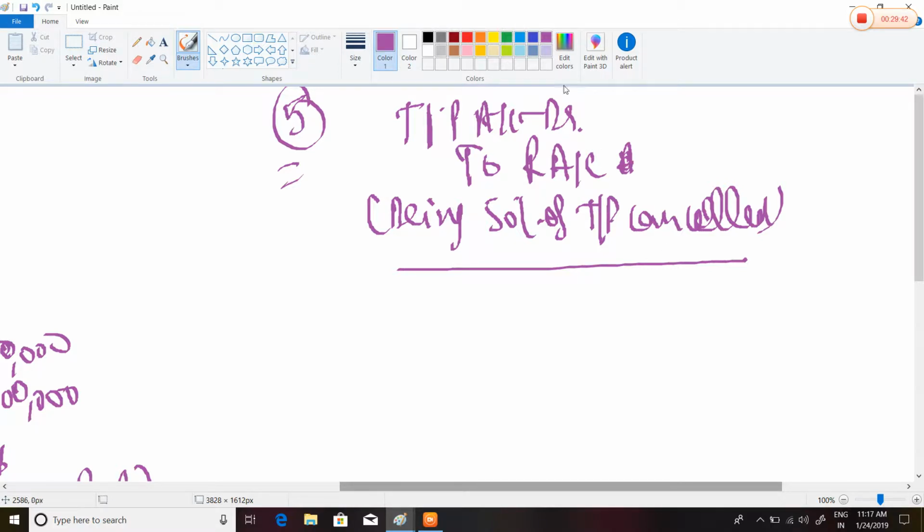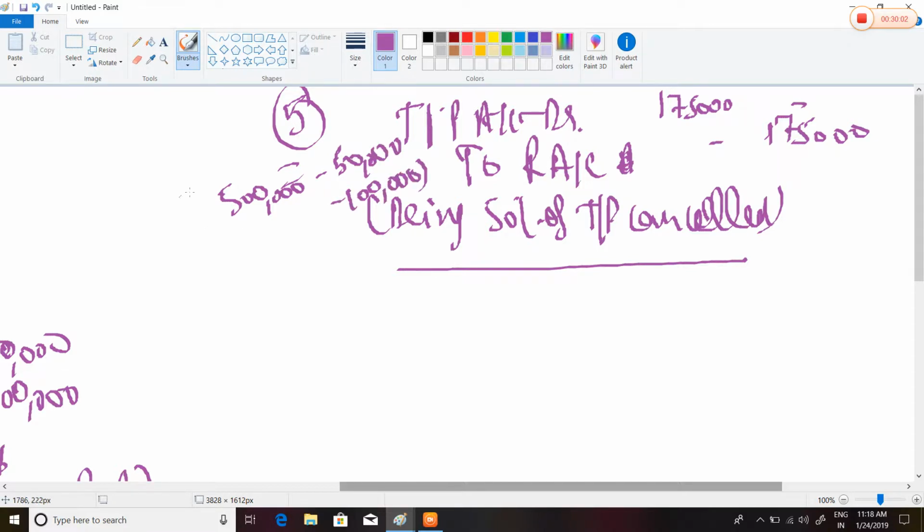50% is 1,75,000 and 1,75,000. How did this amount come? 5 lakh minus 50,000 for B and 1 lakh for A and into 50%. Okay, it is 1,75,000, isn't it, not 1,70,000. Yeah, 1,75,000. Then our five entries are done till now. Sixth entry.